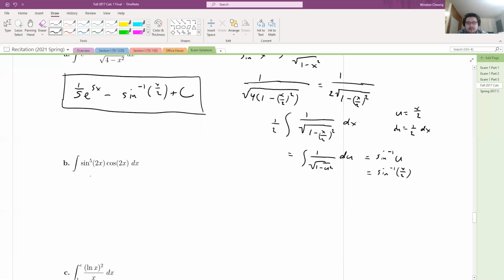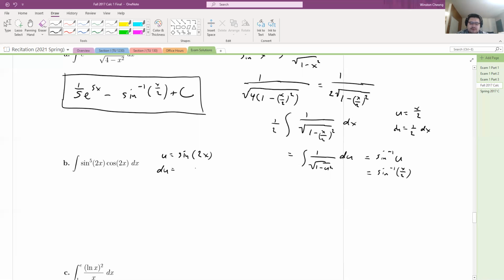B is also a u sub problem. Hopefully you could spot that immediately, right? You see that the inside is the same between the sine and the cosine, and you know that sine and cosine are derivatives of each other. So that should immediately make you think of letting u be one of them. The one that makes sense here is letting it be sine, because then you'll have u raised to the 5th power. So we let u equal sine of 2x.